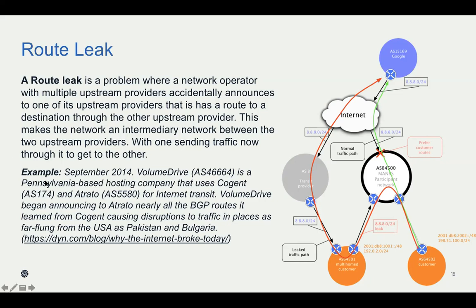A specific example: in 2014, there were three networks involved in a similar type of incident, and it caused disruptions of traffic in places very far from where it was happening. It was happening in the United States, but it was seen in Pakistan and Bulgaria. So if it's not really malice, which is dangerous in its own way, if it's a misconfiguration, those misconfigurations really have global scope. Where the culprit is located in one country, the pain will be felt in many, many other regions. So that's a real problem.